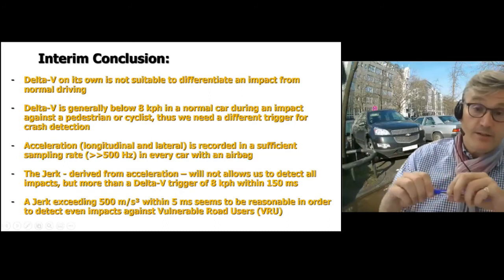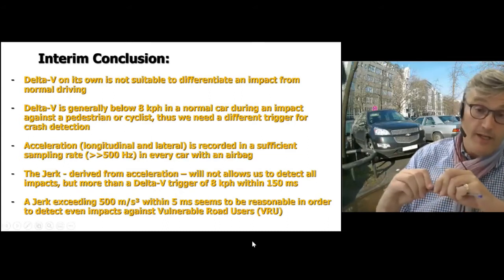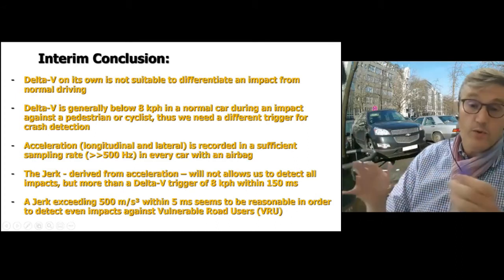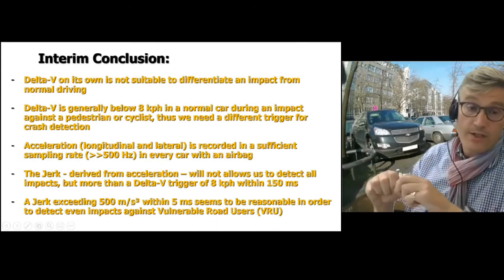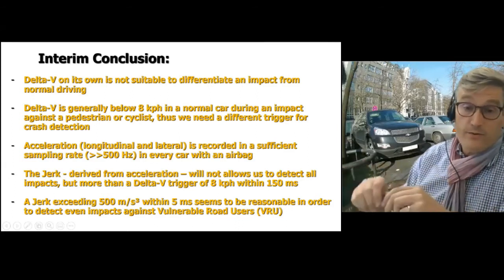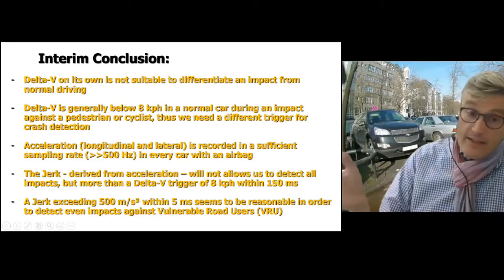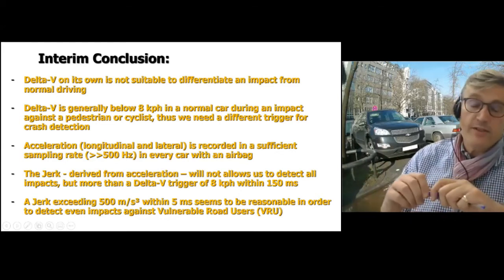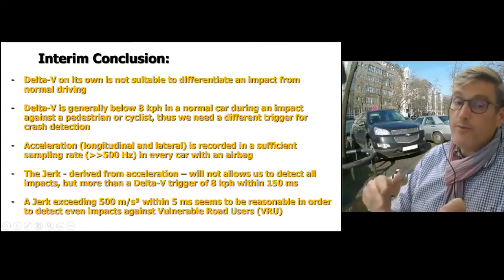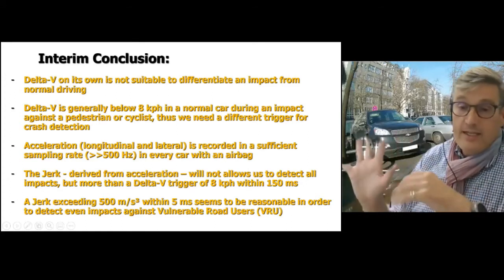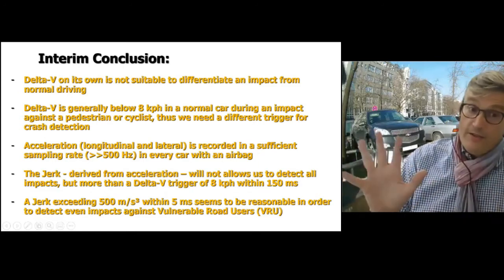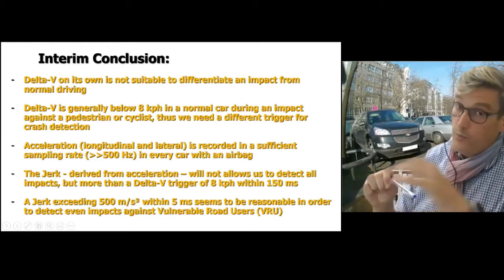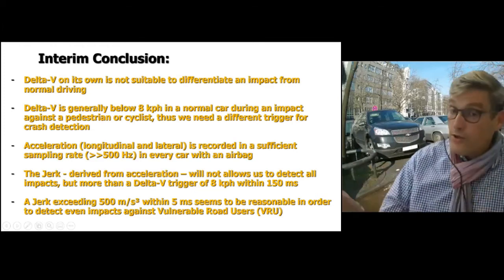The acceleration is recorded at a sufficient sampling rate, above 500 hertz, in every car nowadays. So this data would be able to detect the jerk, and the jerk derived from this acceleration is very easy to calculate. We can see that a jerk exceeding 500 meters per second to the power of 3 within 5 milliseconds is a reasonable value to detect even impacts against vulnerable road users on the one hand, and does not occur during normal driving.